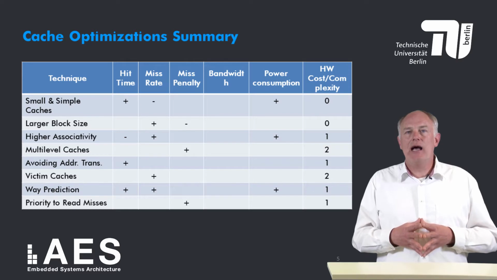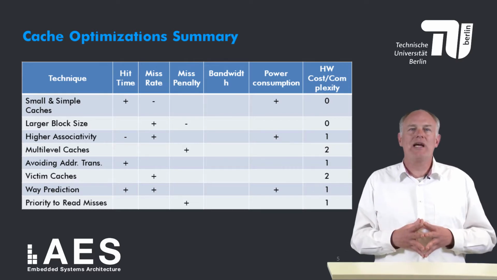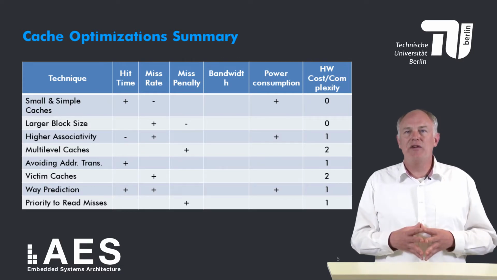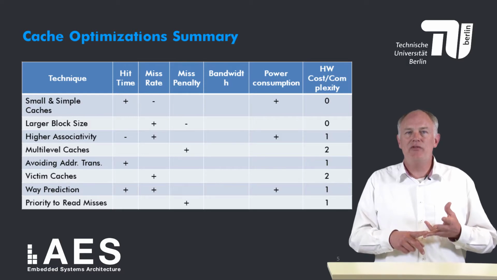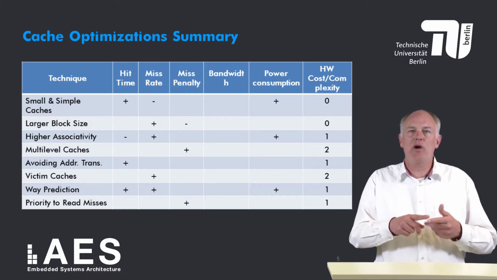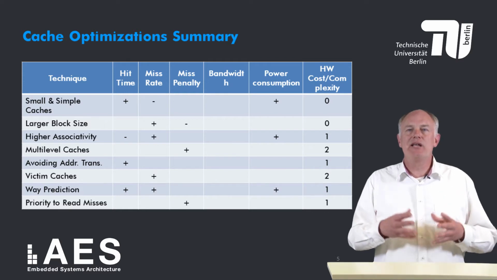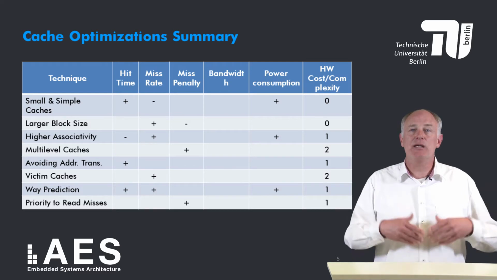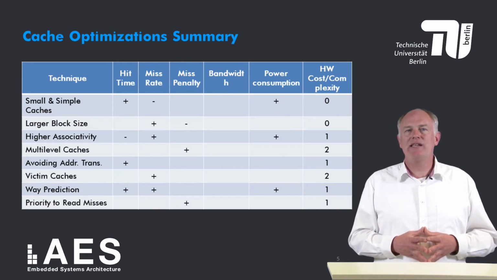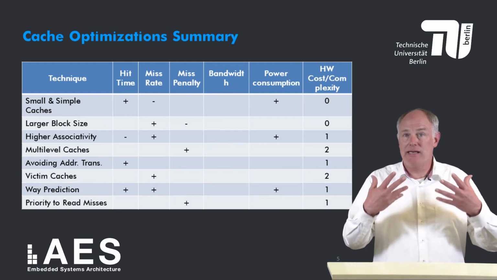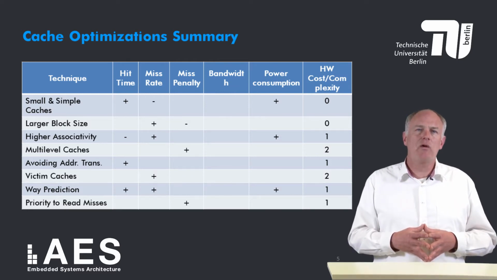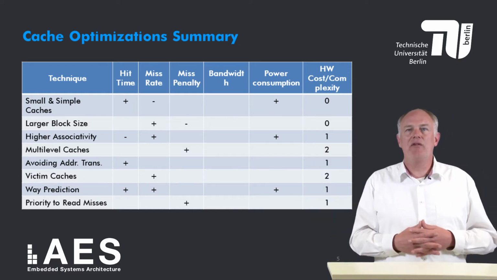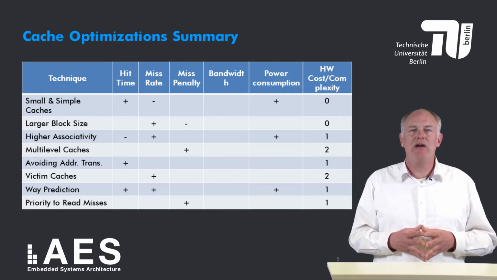On this and the next slide, I summarize all cache optimization techniques that I have discussed in this module and the impact of each technique on the hit time, the miss rate, the miss penalty, the cache bandwidth and the power consumption, as well as the hardware cost or complexity of the technique. Plus means the technique has a positive impact on that criterion. Minus means it has a negative impact, and the hardware complexity is rated from 0 to 3, with 0 meaning very low complexity and 3 meaning very challenging.